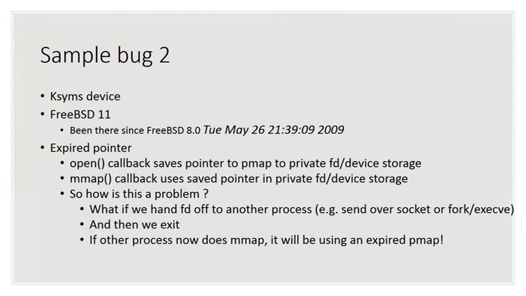There is an interesting issue here with expired pointers. If I open the device and then pass that file descriptor along to a different process, and I kill the original process, and then that other process does an mmap, it's using that original pointer to the original process, but the original process is dead, so you have this wild pointer being used. This is essentially an expired pointer, and it's very problematic, because you're using a wild pointer that can point anywhere to read and write to.